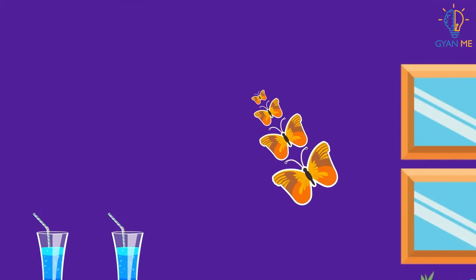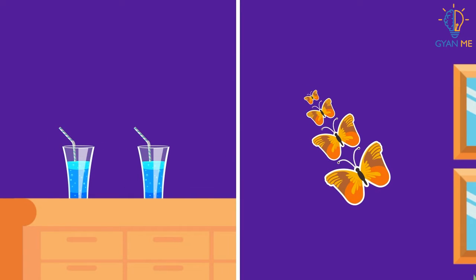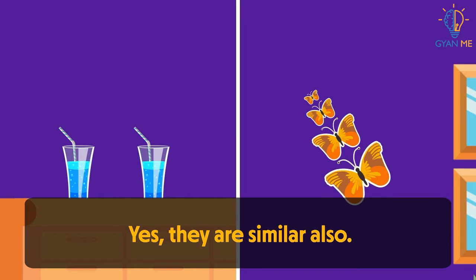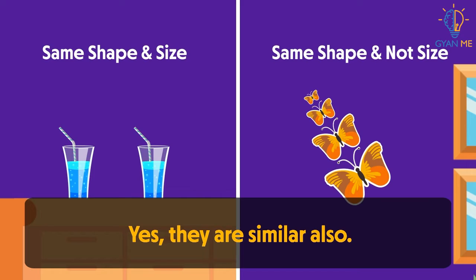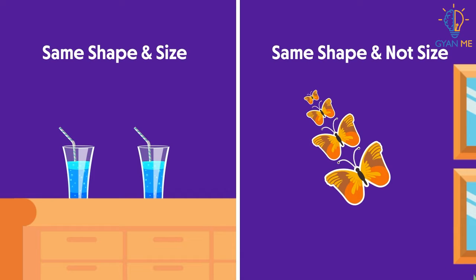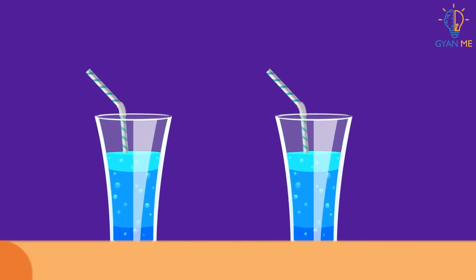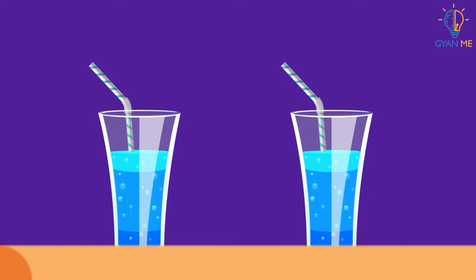So we have seen that glasses are congruent. But are they similar also? Yes, they are similar also. As you know, students, for similarity, shape is required to be the same, irrespective of the sizes. While for congruency, both same shape and same size are required. Therefore, as glasses have the same shape, which matches our criteria of similarity, they are similar also.